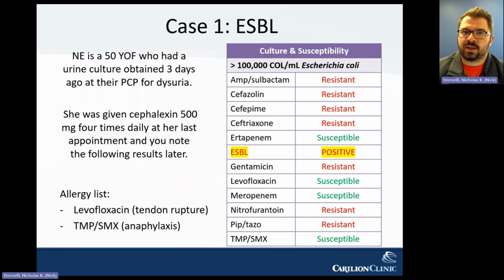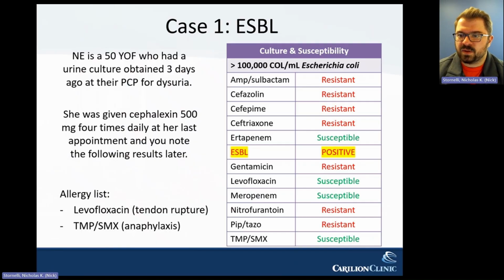And the patient does have significant allergies listed to levofloxacin, noted as tendon rupture, as well as trimethoprim-sulfamethoxazole as anaphylaxis. So you're really looking for an option that's going to provide adequate therapy without the antimicrobial toxicity risk or allergic potential, to elicit a good outcome for your patient.